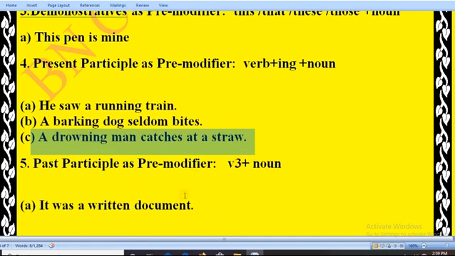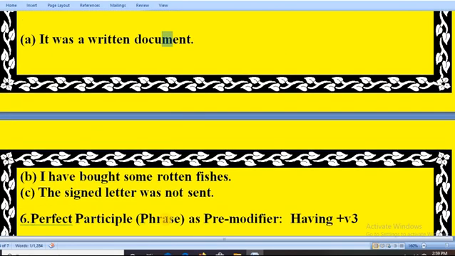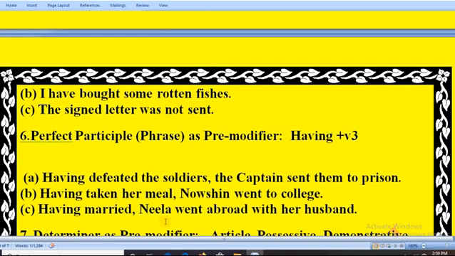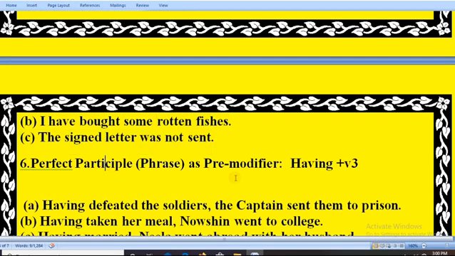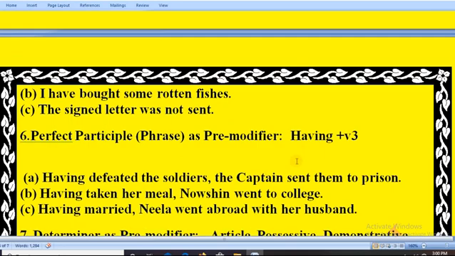Past participle form, right? Past participle means, I have already told earlier, it is described. You see B3 plus noun. That means verb past participle form use করতে হবে, right? Already I have discussed it. Now you see, I have bought some rotten fishes. Here rotten is past participle. Perfect participle, already I have discussed it.